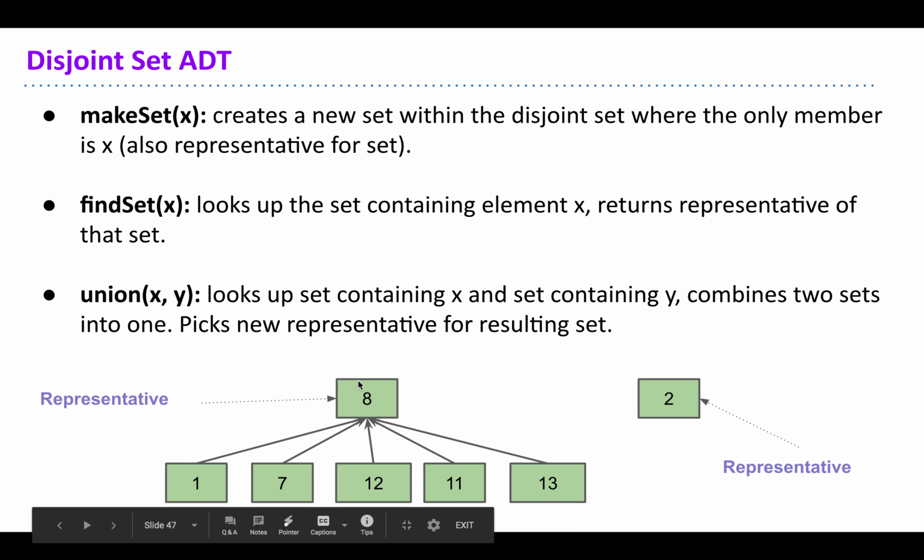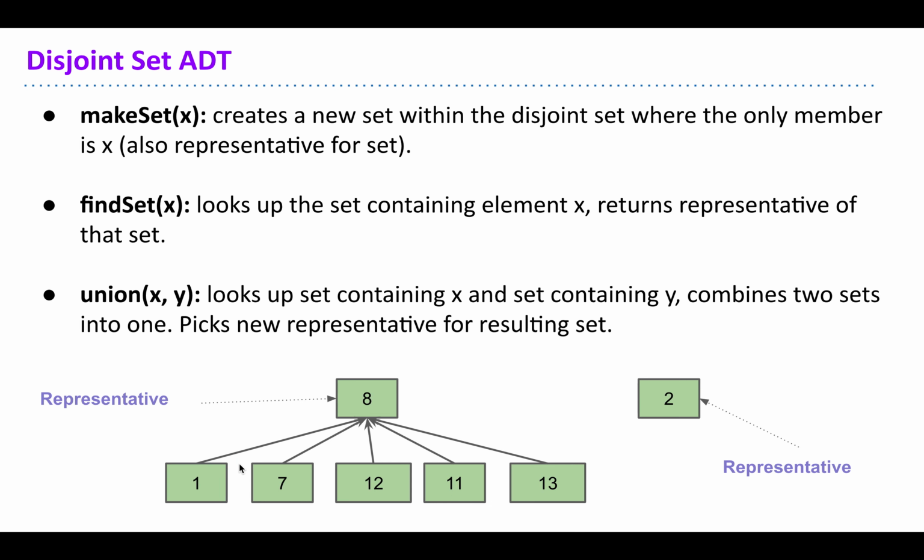If I ask for 2's representative, I'm going to do the same process where I start at this node and keep going up until I can't anymore. As you can see, I can't go up from here, so the representative would just be 2. So all of these nodes are going to have the same representative because you're always jumping up until you can't any longer.